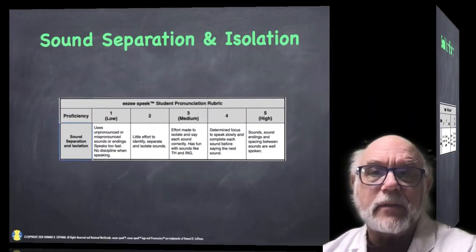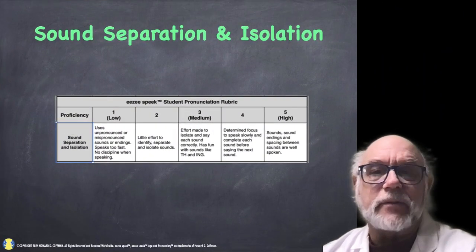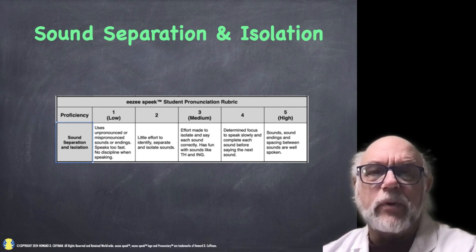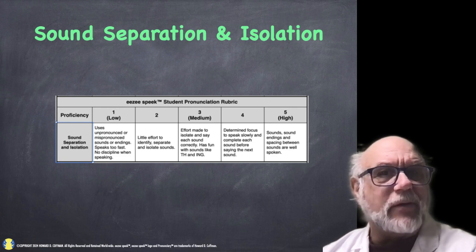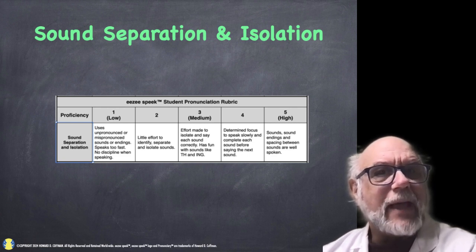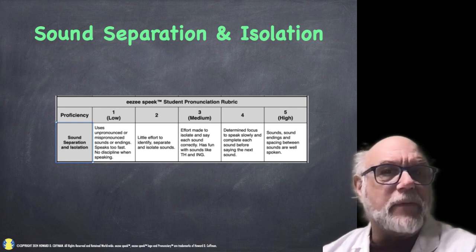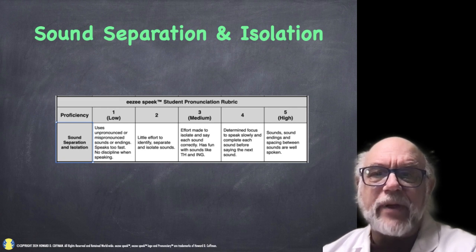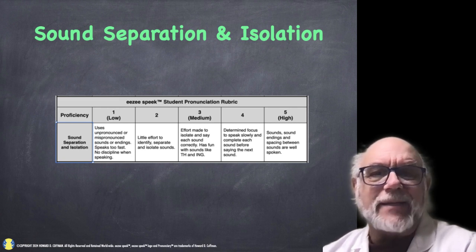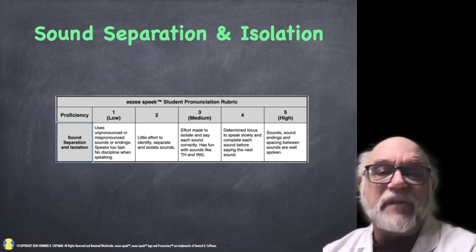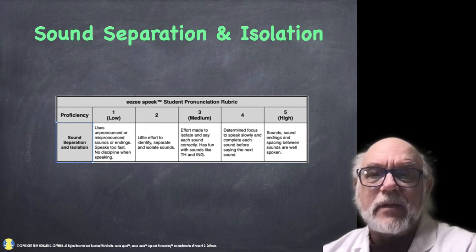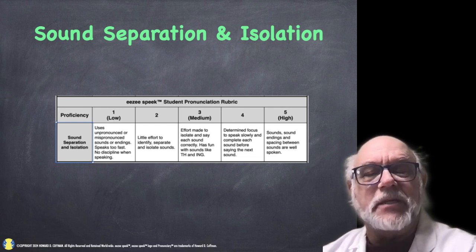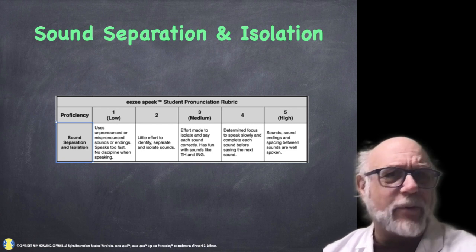The next category of evaluation is sound separation and isolation. So here we're really asking you to look at yourself, look at your own ability, and decide where you are on this 1 to 5 scale. So do you use unpronounced or mispronounced sounds or endings? Do you speak too fast and really have no discipline when speaking? That's my gigantic mumble I keep talking about. That would be rated low.